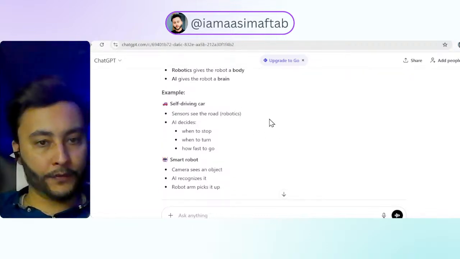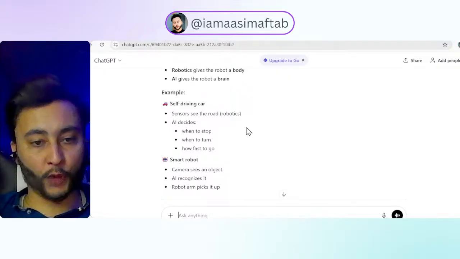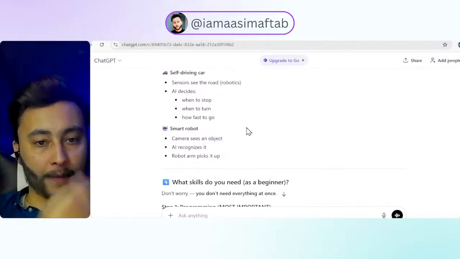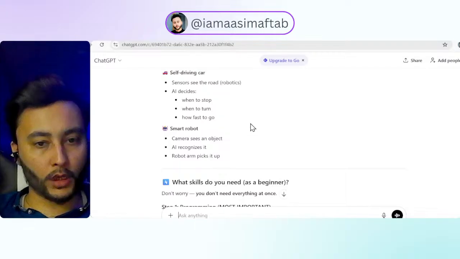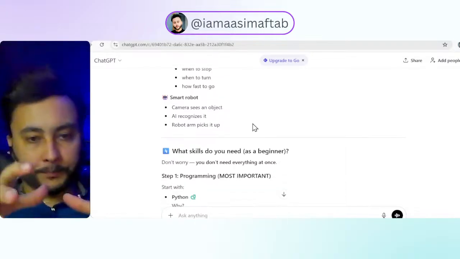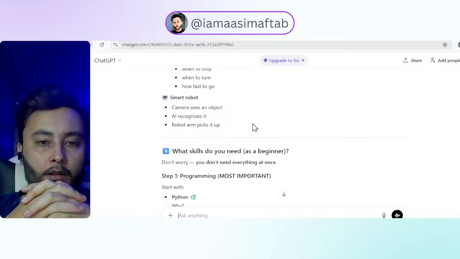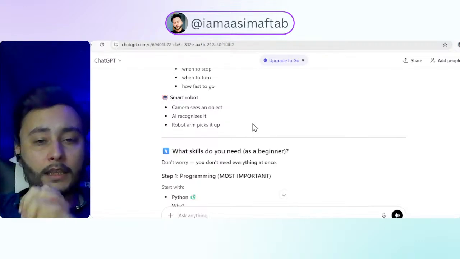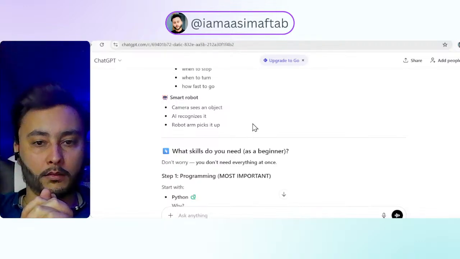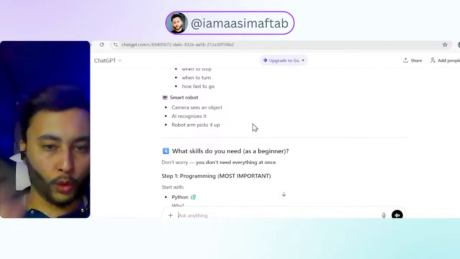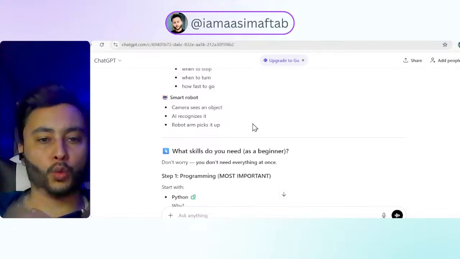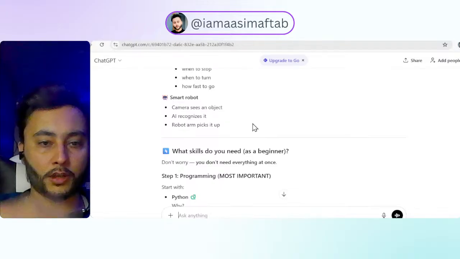A beautiful example of it is the self-driving car. Sensors see the road, that is robotics. AI decides when to stop, when to run, how fast to go. Another is a smart robot: the camera sees an object, AI recognizes it, and the robot arm picks it. At this point you may have enough knowledge to consider choosing this domain for a career, and to know whether it meets your interest or not.